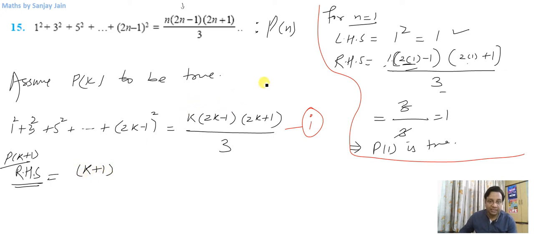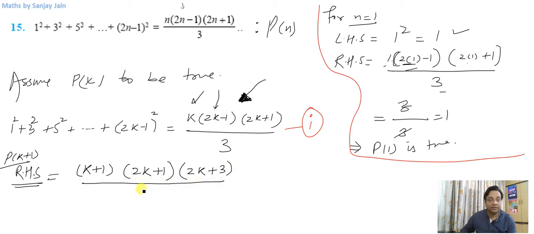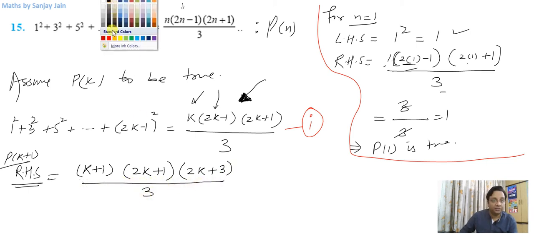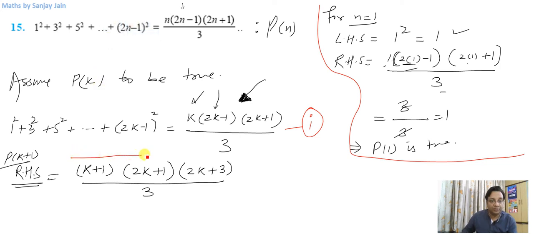Because I see the right hand side of P of k, and I am replacing every k on the right hand side of P of k with k plus 1. So this k replaced with k plus 1 gives me k plus 1 here. This k replaced with k plus 1 will become 2k plus 2, then minus 1. 2k plus 2 minus 1 will become 2k plus 1. And obviously the next will become 2k plus 3 divided by 3. So this is what I want on the right hand side of P of k plus 1.